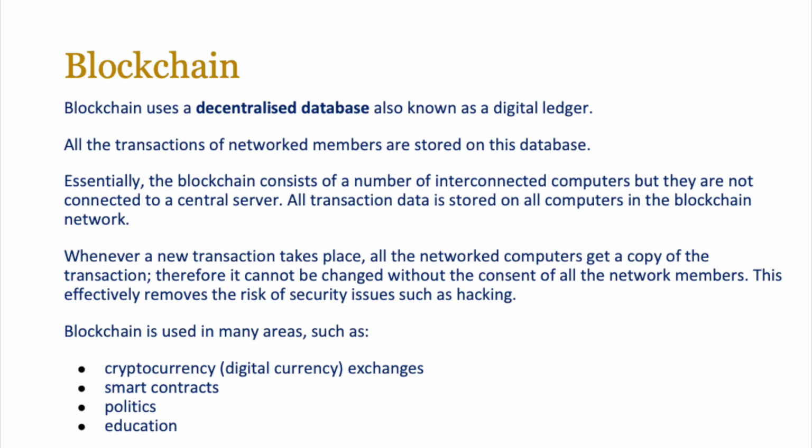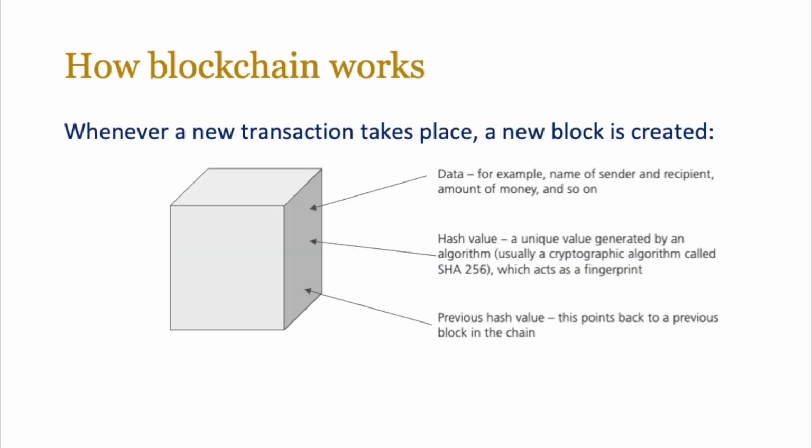So how does a blockchain actually work? Whenever a new transaction takes place, a new block is created on the blockchain. And this block has the data, for example, the name of the sender and the recipient, the amount of money or whatever else you want to store on it. It has a hash value, which is a unique value generated by an algorithm. And this is usually a cryptographic or encryption algorithm, such as SHA-256, which acts as a fingerprint. So all that data is put through this hashing algorithm and then mashed up to create this new hash value, which is unique to the block.